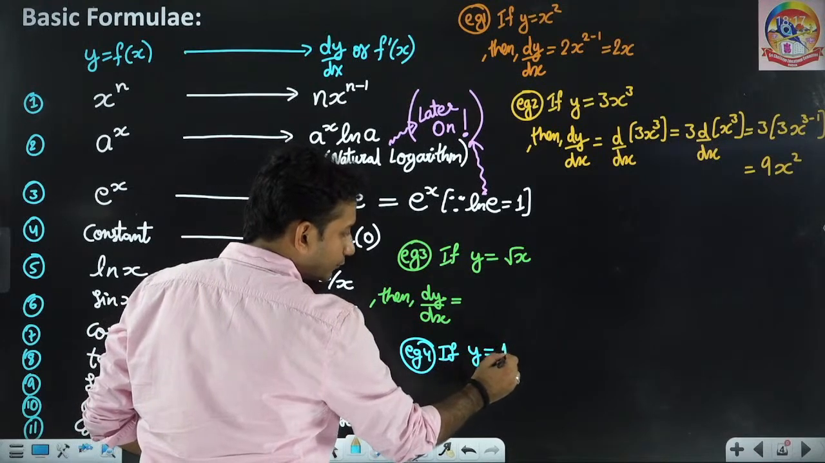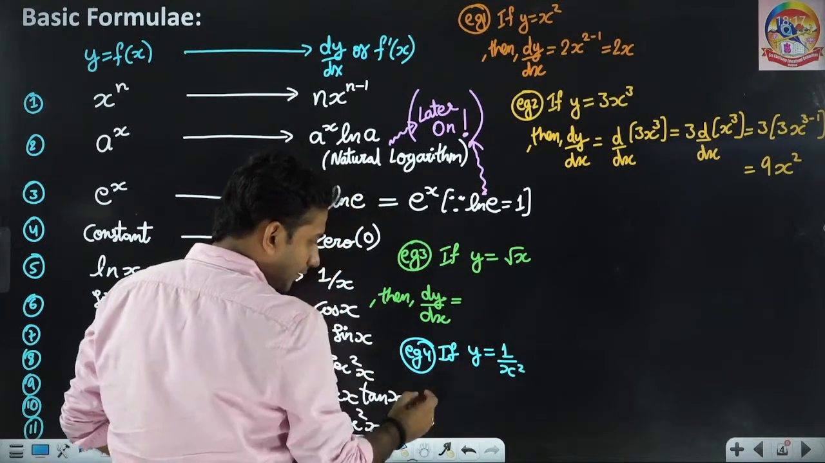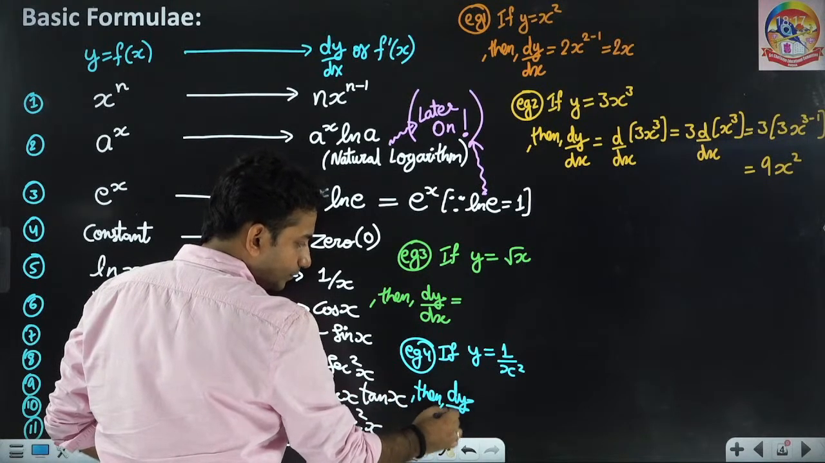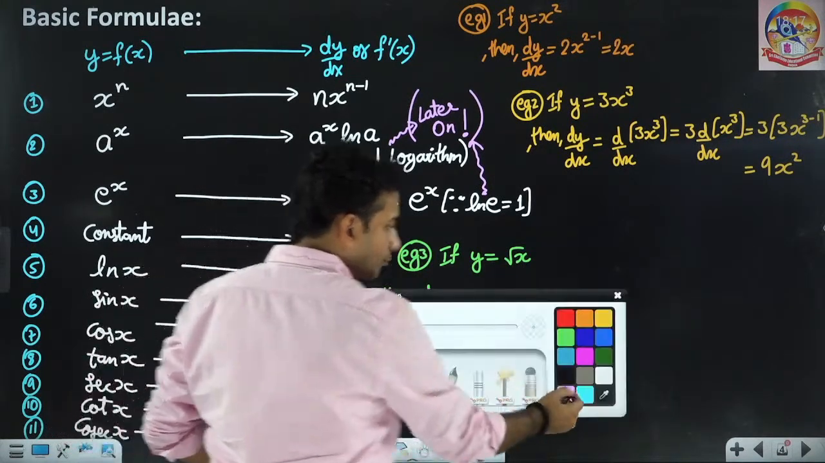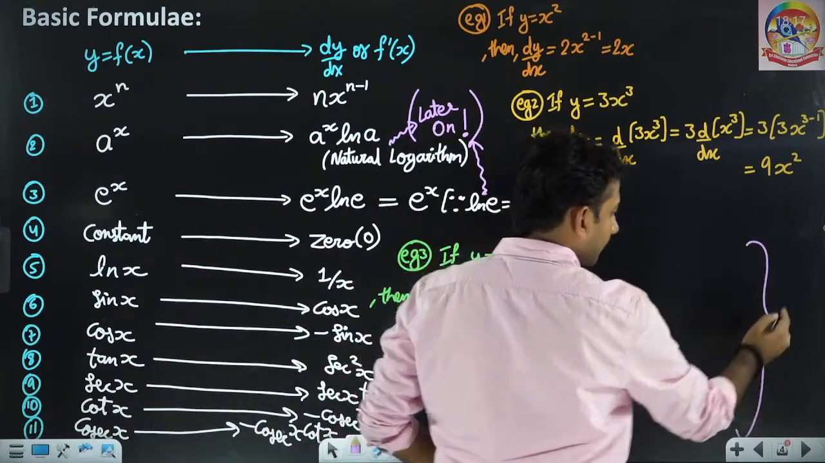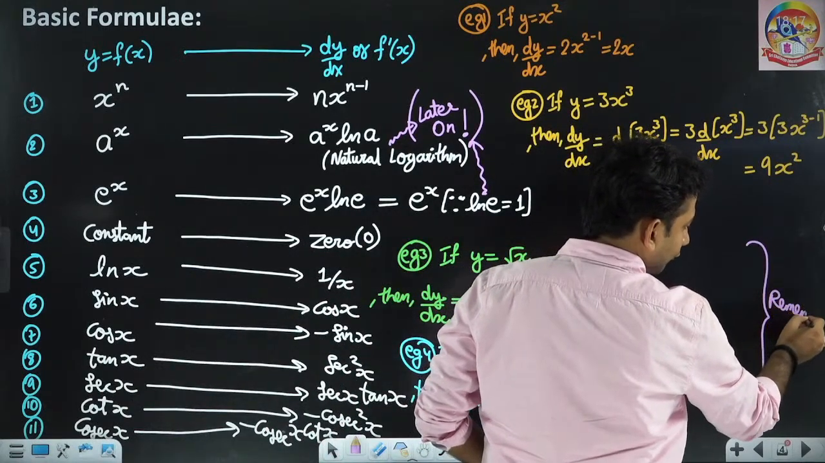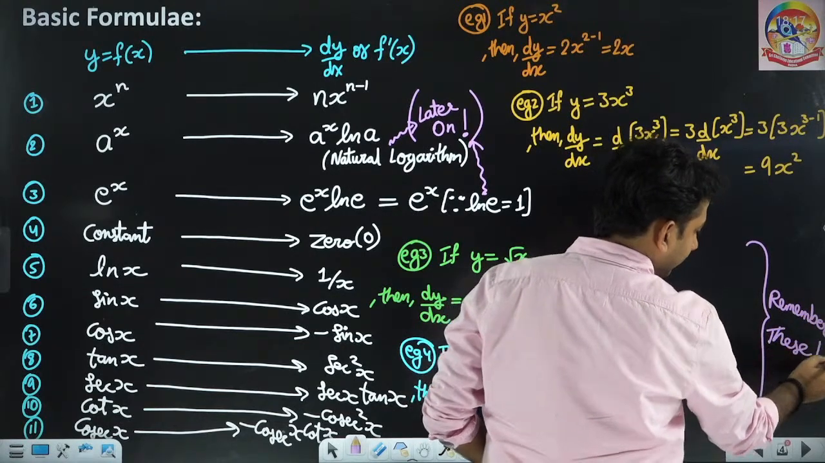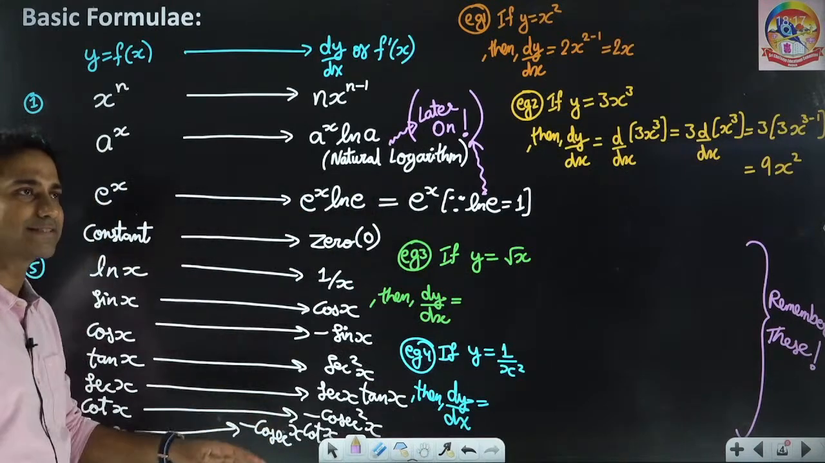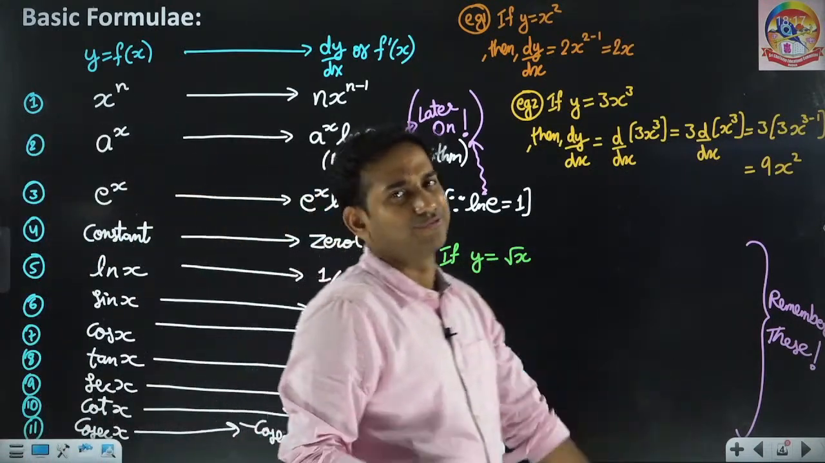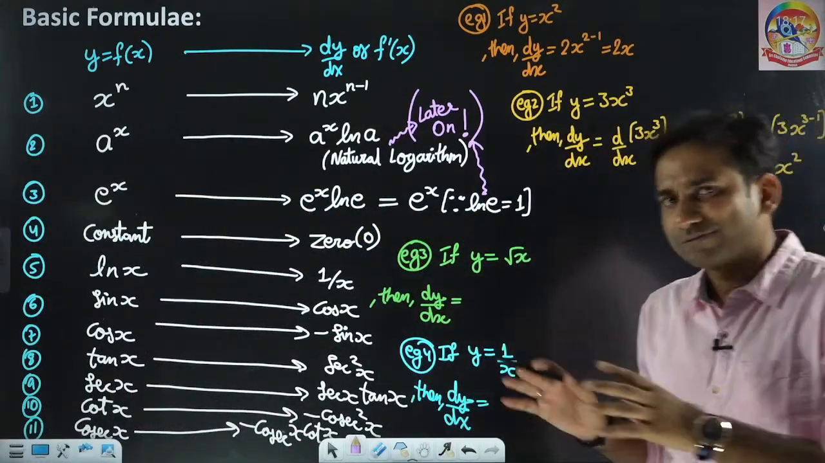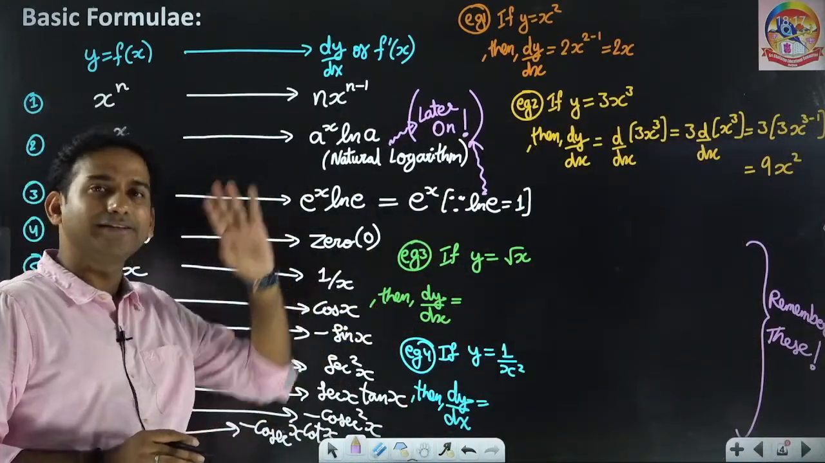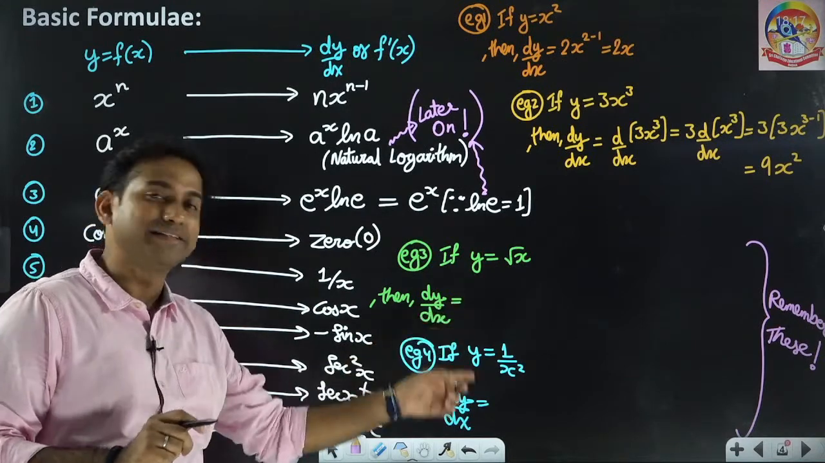If y is equal to 1 by x square, then dy by dx will be equal to, okay. I want you to remember these two because these are very common derivatives which are found in physics. Obviously I will explain it to you, and you will find it easy. But don't tell me sir, I will do it in the exam. No. I want you to remember these right now.